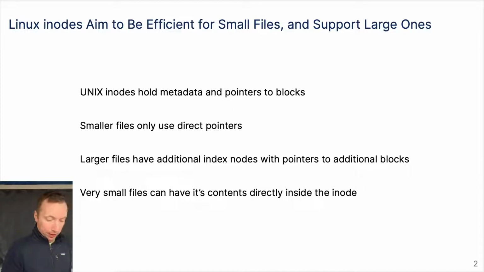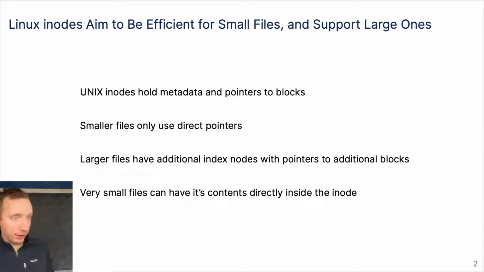And then if you have larger files, it scales up, so it only uses the number of levels that it actually needs to represent the file. And there's a caveat here that we'll see: very small files can actually store their content directly in the inode itself, which we'll see what that optimization looks like.